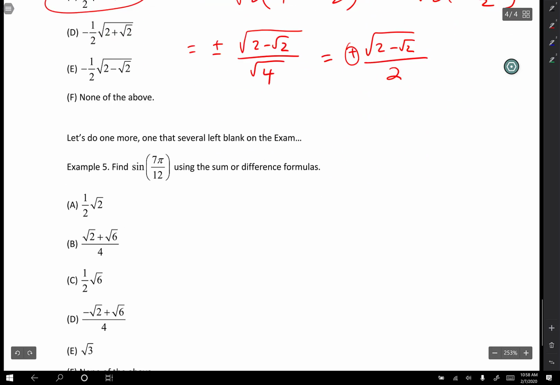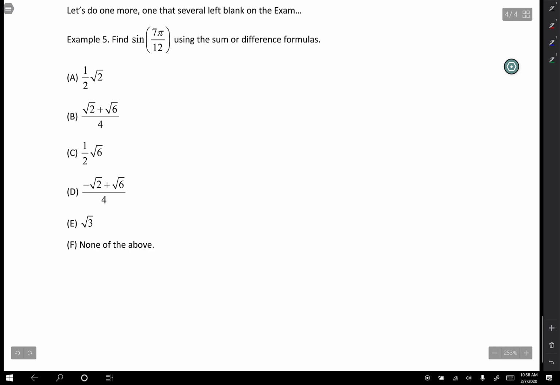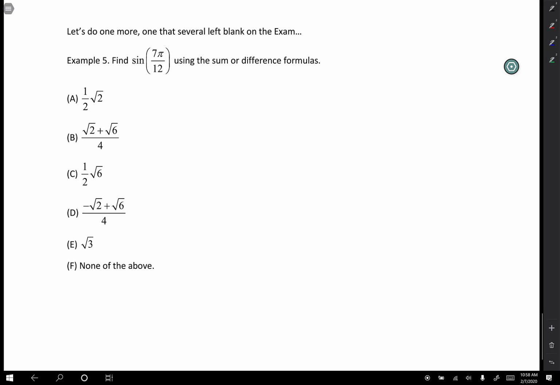Okay, the last one. I put this one in here because you guys were missing this over and over on the exam, either leaving it blank or not even answering it. It's not related to the last question that we did. It's not related to half angles at all. So yeah, I think you did get it.